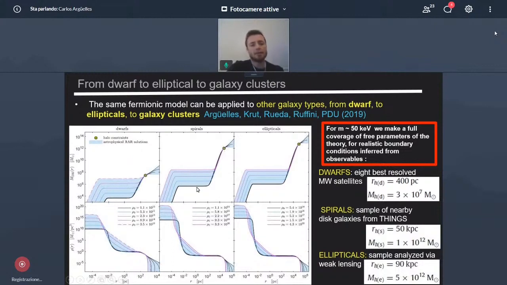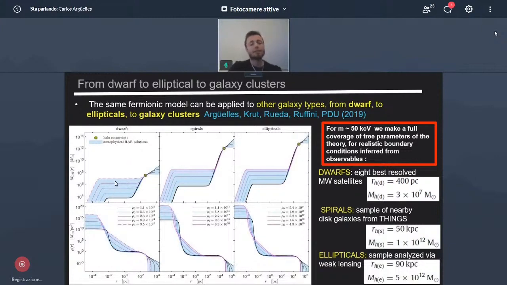For example, in the case of spirals, let's look for a moment here at the mass. You can see that this plateau corresponds to the core mass. For example, in the case of galaxies, they go from 10^5 up to 10^8 solar masses for the dense dark matter core. And interestingly, in dwarfs, they go from 10^3 up to 10^6.